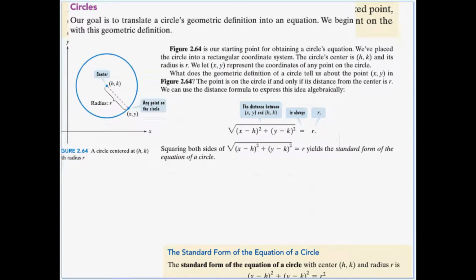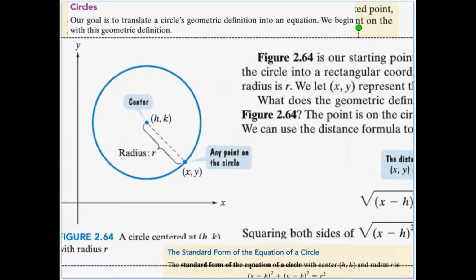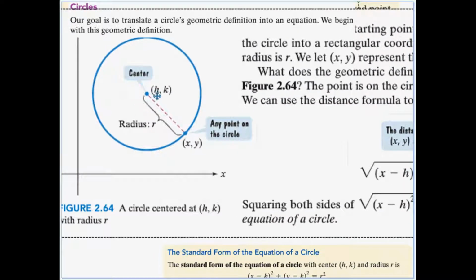I'm not going to read through that text, but let's just look at this picture. Here's a point on the circle. X comma y is how we designate any point. The center of a circle is so special it gets its own designation letters, h and k. h is the x value, k is the y value of the center of the circle. So let's find the length of this radius.